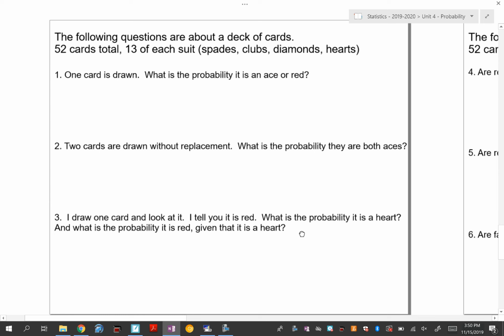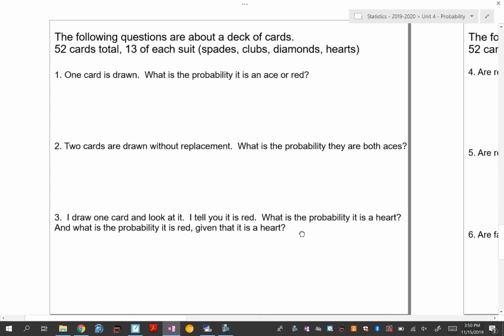All right, so let's do this together. We're going to do these 2 slides together, and we'll be done. If it's before 4:03, we'll wait till 4:03. So we have 52 cards. If you've ever seen a deck of cards, there are 52 cards. If somebody asks you to play 52 pickup, just say no.